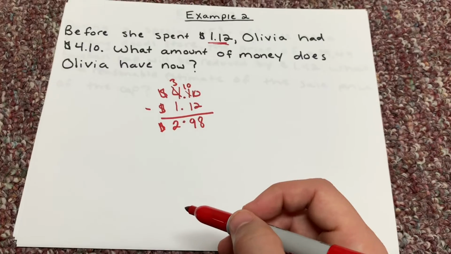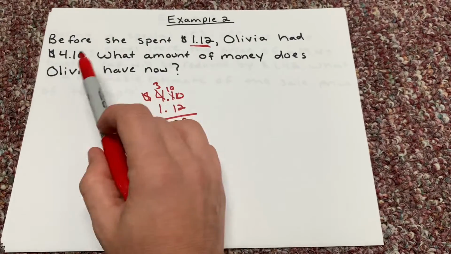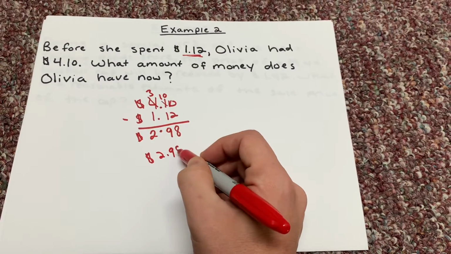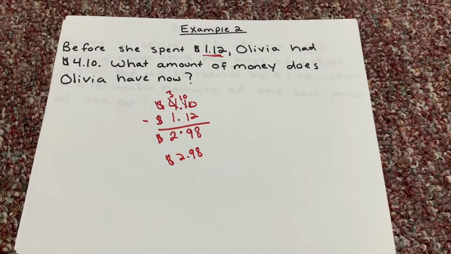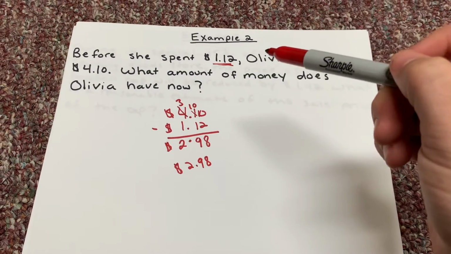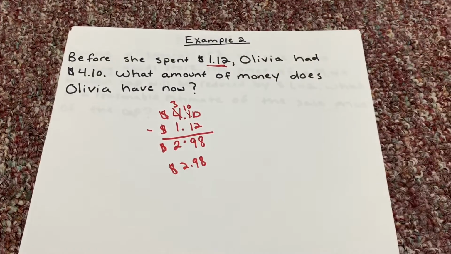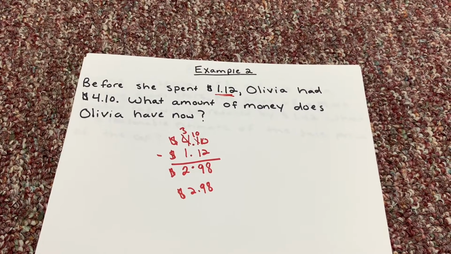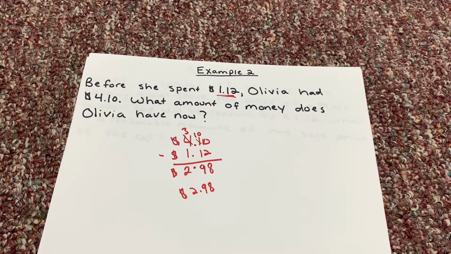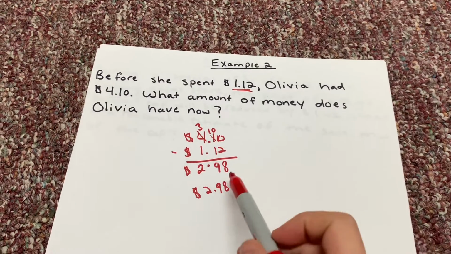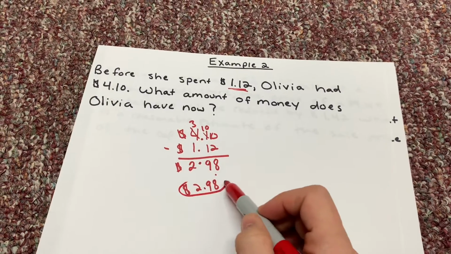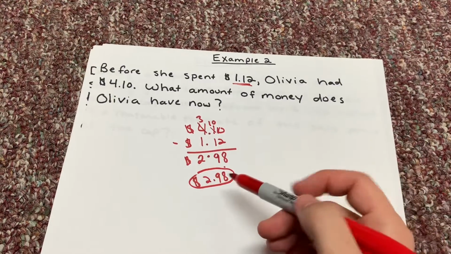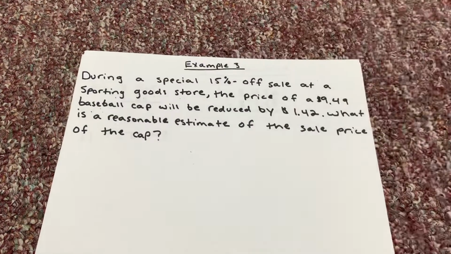So let me rewrite this so it's a little bit better. But the difference is going to be $2.98. So before Olivia spent $1.12 when she started off with $4.10. So now the difference of what she has now is $2.98. Again, this is our difference. Let's look at another example.